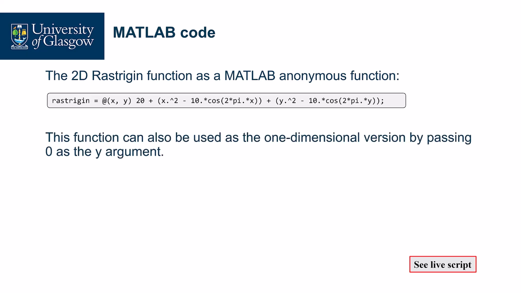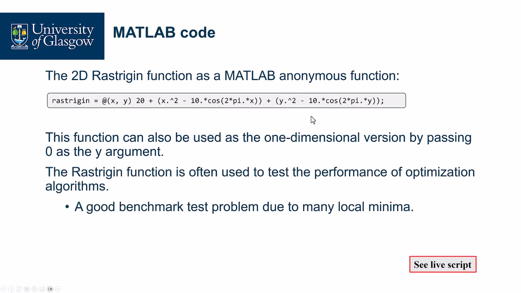This function we can also use as a one-dimensional version. I put this y as 0, so this becomes one-dimensional, right? Rastrigin functions are used to test the performance of optimization algorithms. We call it a benchmark test problem. So you will know it later in future classes.